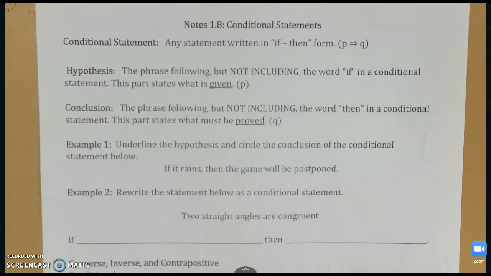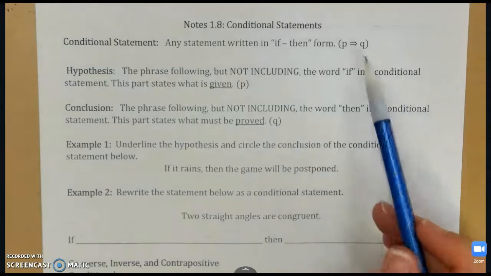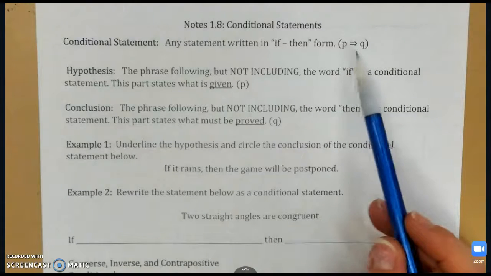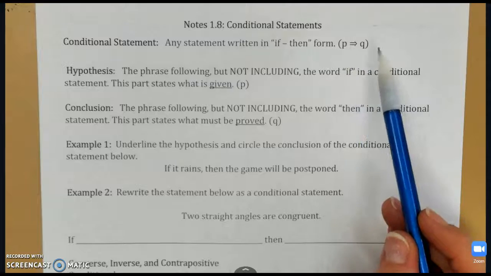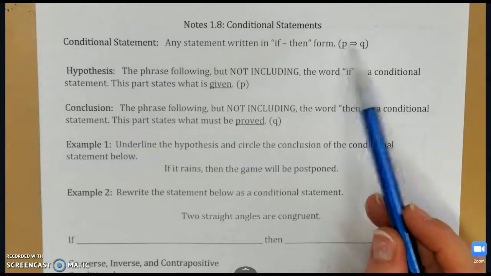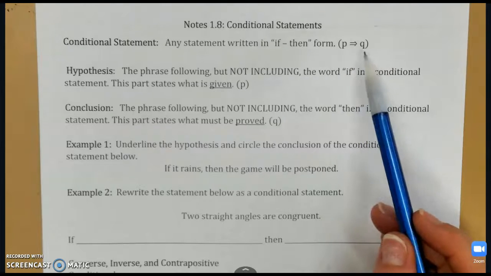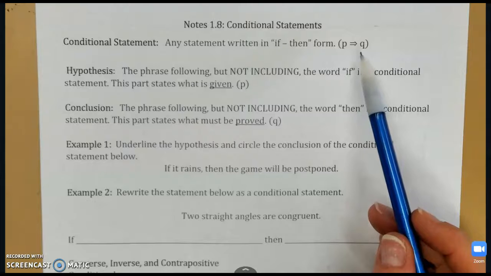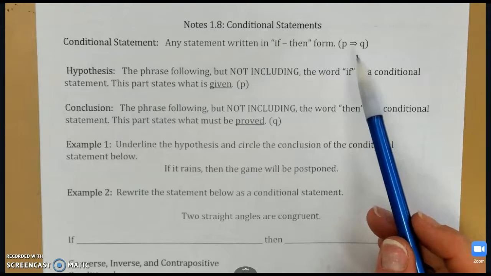So a conditional statement is any statement written in if blank, then blank form. Sometimes we have this in complete sentences with words, and sometimes you're going to see this symbolically, so we're just going to have letters. So this reads if P, then Q. That arrow is telling us that this is a conditional statement. Our conditional statements have two parts, the hypothesis and the conclusion.